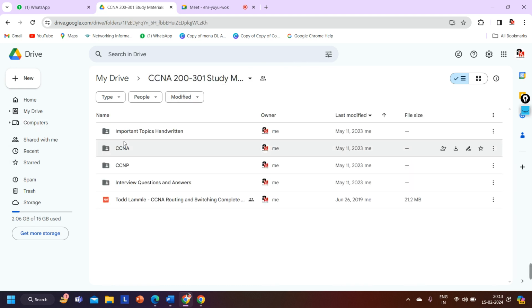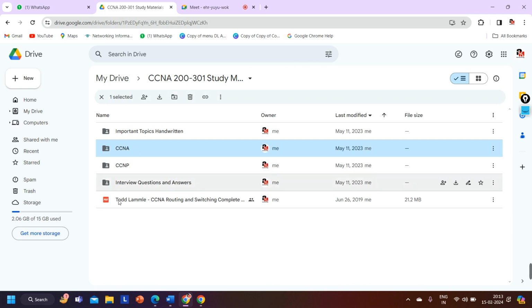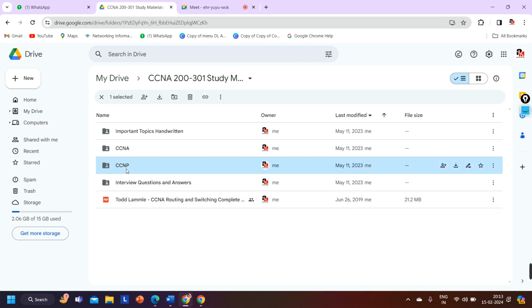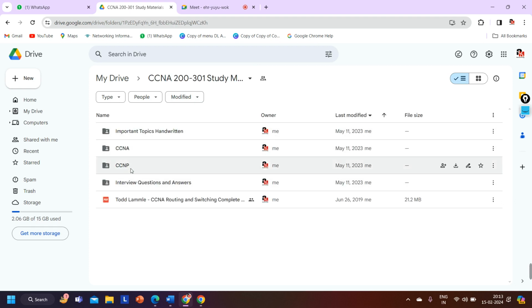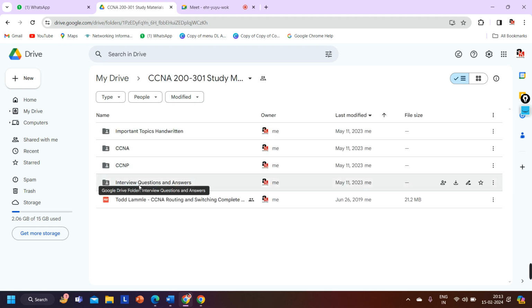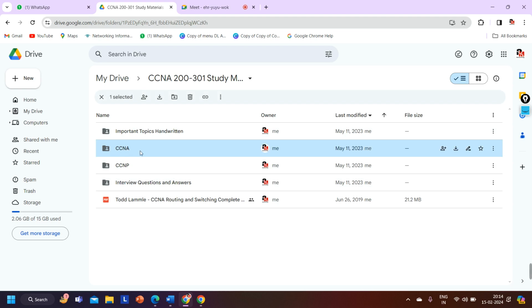Right now what you need to download, see this folder, CCNA. There is one folder for CCNP. Again, this is not for you. If you want to download, you can download. I am providing you the complete notes of CCNP as well. See, under CCNP, CCNP routing is there, CCNP switching is there, and some CCNP handwritten notes are there. Fine. Again, for now you don't need to download CCNP notes. You don't need to download interview questions and answers, right? These are not required now. For now you need to click on this folder, CCNA, right?